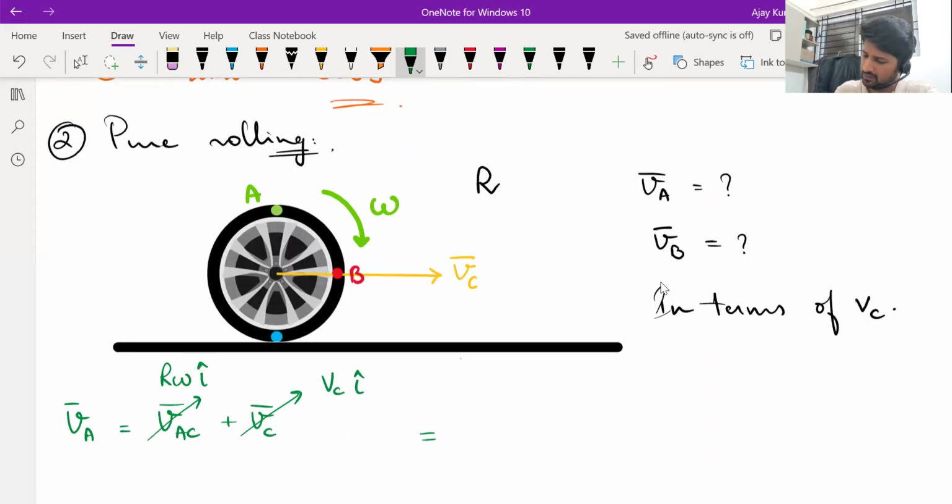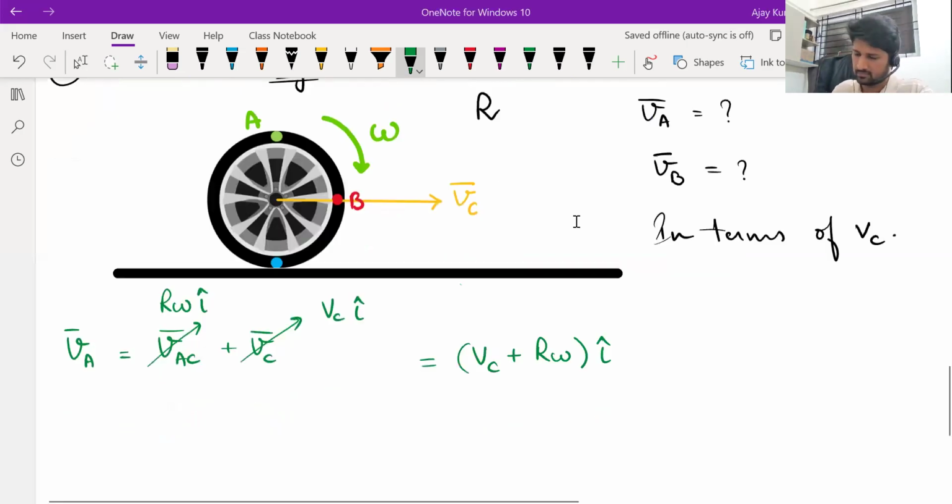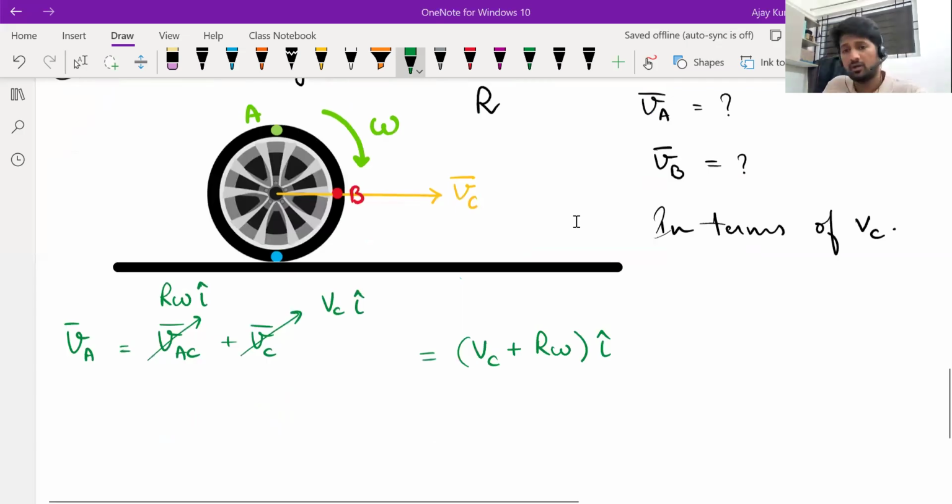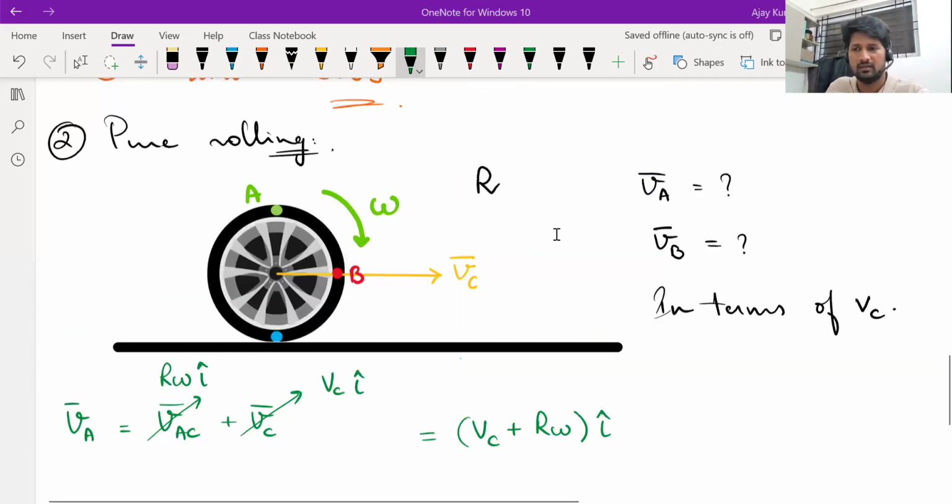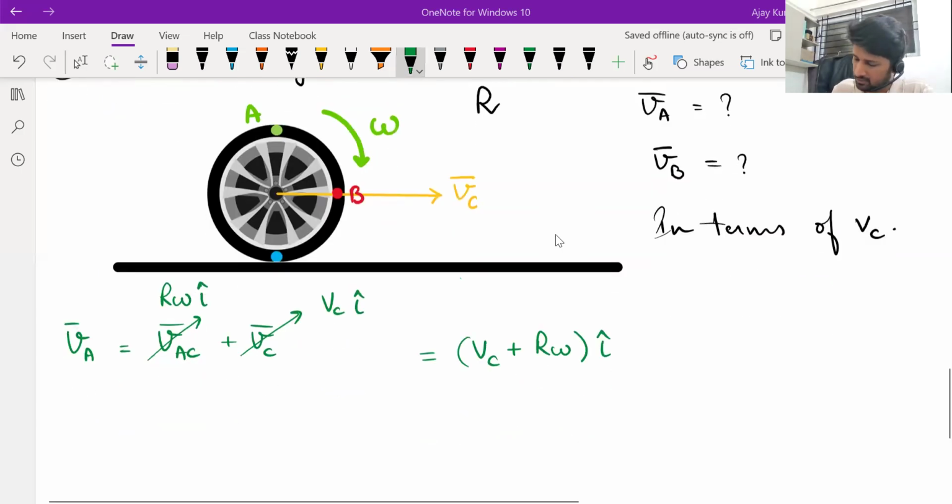Okay. So effectively, it becomes VC plus r omega I cap. Aishwarya, is it clear? Yes, sir. Now, you are told that the system is in pure rolling. In pure rolling, VC is anyway equal to r omega. So if VC and r omega are equal, then this becomes 2VC I cap. So the topmost point will actually be moving twice as fast as the center of mass. Exactly twice as fast as the center of mass.